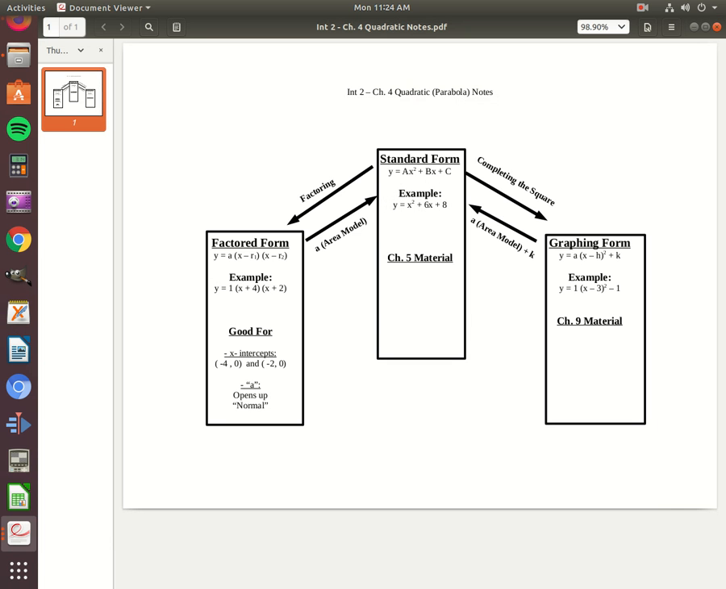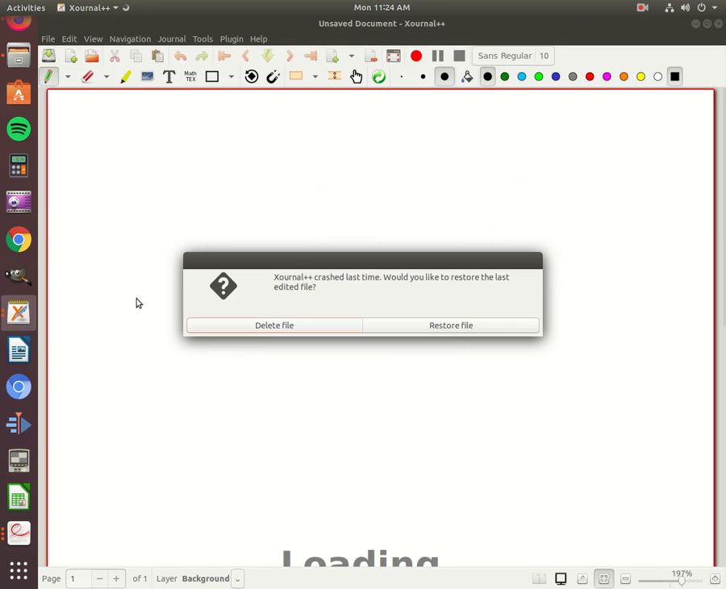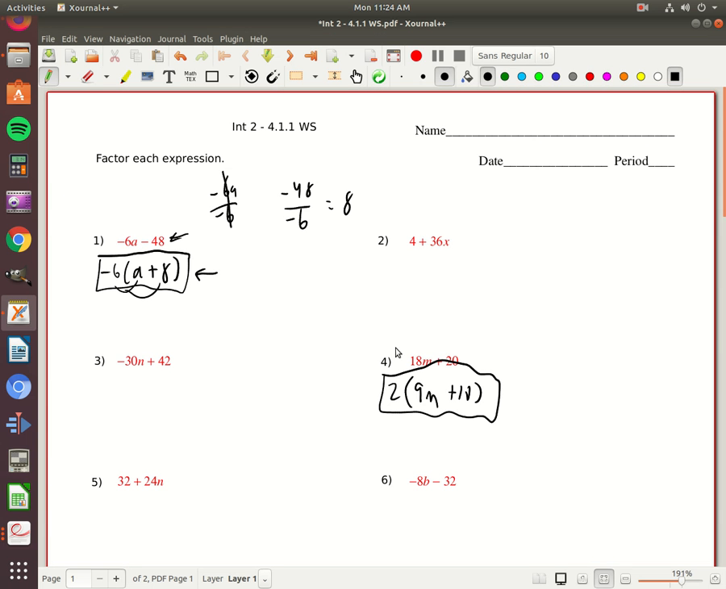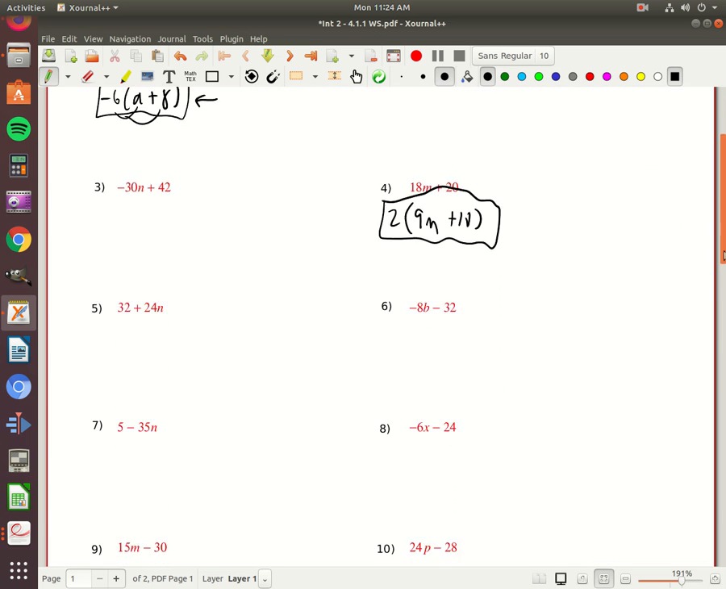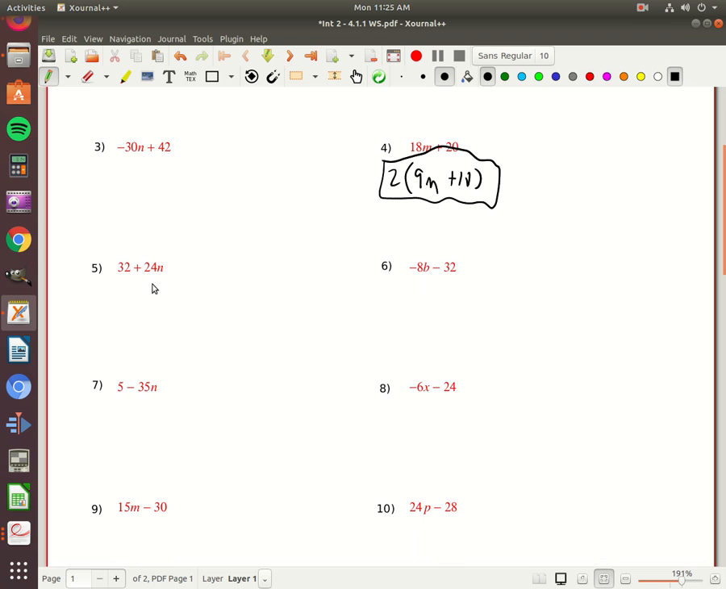I'm going to show you a question like number 5, because I think 5 is an interesting question. That was unfortunate that I did that. All right, so what happens, I'm going to tell you right now, the biggest number I can take out of both of these is 8. But let's say I don't see 8. Let's say the biggest one I see is a 2. So I'm going to take a 2 out.